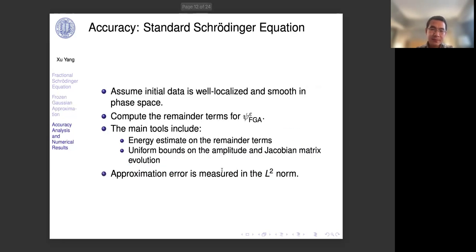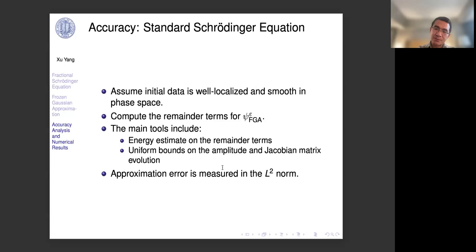Okay. So now we talk about the accuracy. The big difference between the fractional Schrödinger equation and the standard Schrödinger equation is on the analysis side. For the analysis, the standard Schrödinger equation is very nice. The Hamiltonian is very smooth. However, for the fractional Schrödinger equation, the Hamiltonian has a singularity at p equals 0. And that makes the analysis different from the standard Schrödinger equation. But let me start with the standard Schrödinger equation first.